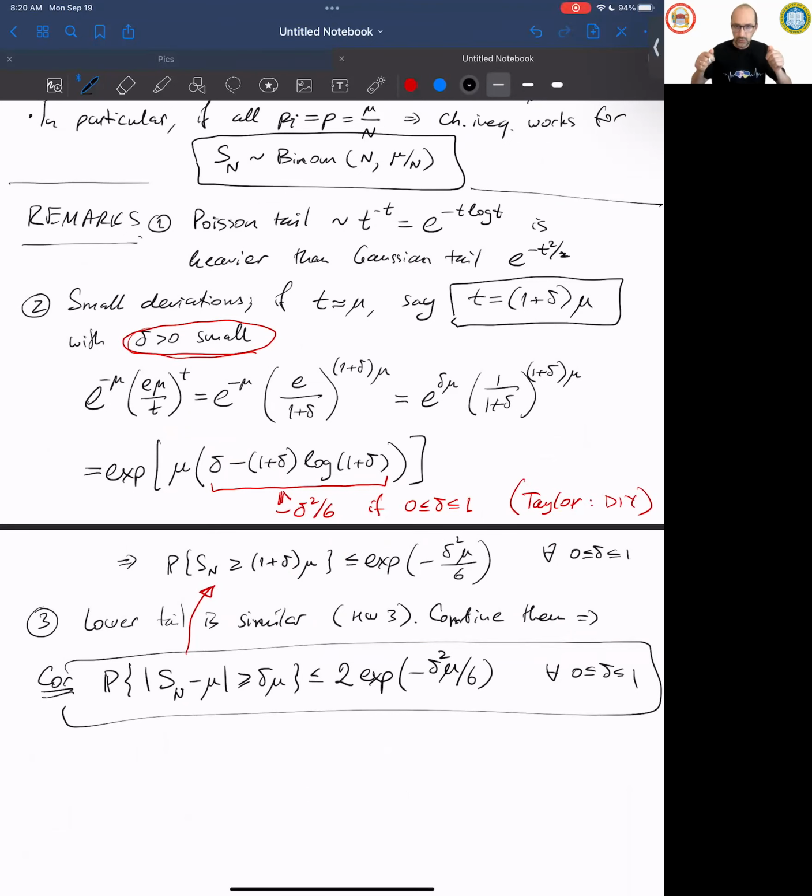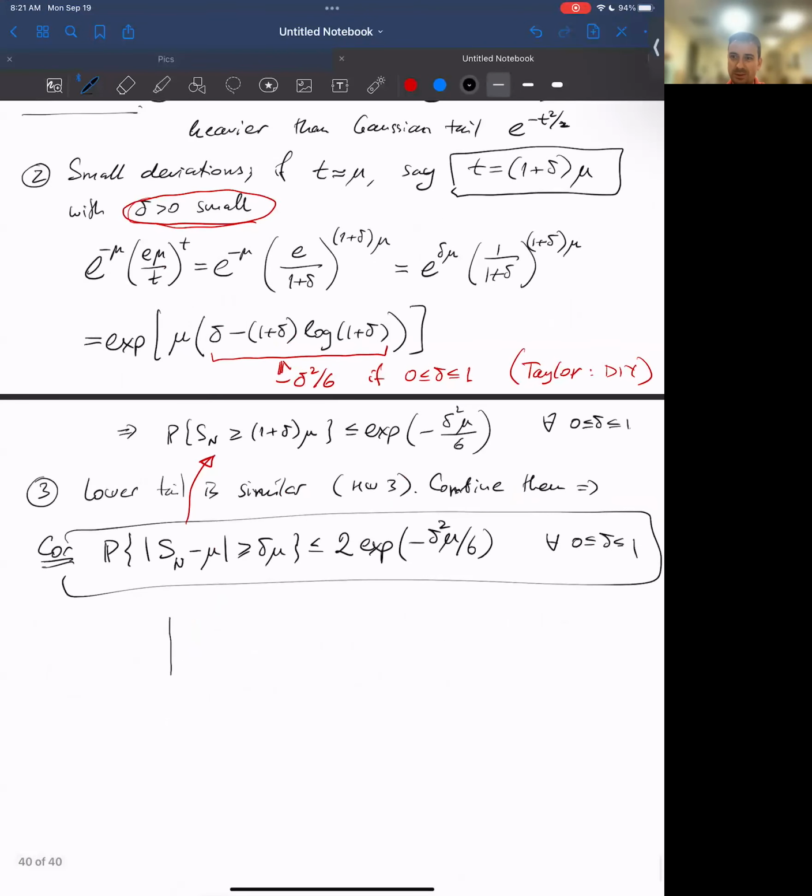When you do it by yourself, if you have a homework problem with the other tail, then you combine them by union bound. Just take the union of these two events. So the distribution here is not actually symmetrical, but we still have the bound as if it was symmetrical. Exactly. Just multiply by 2.